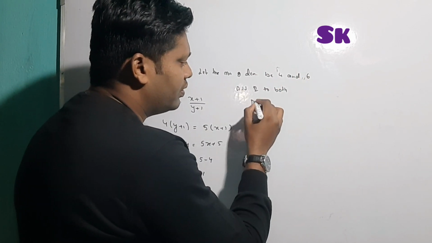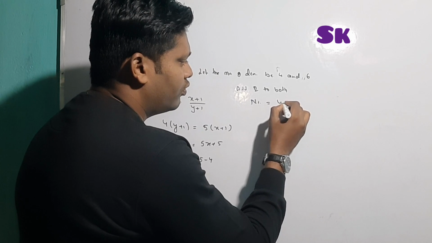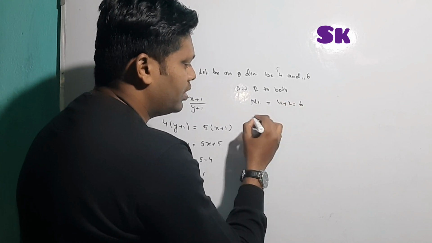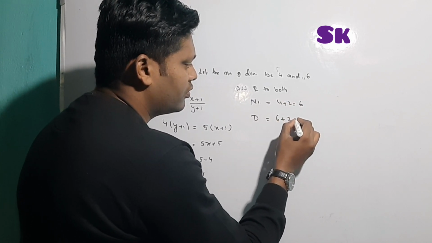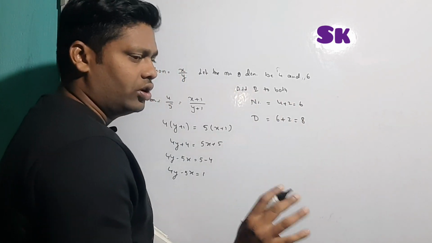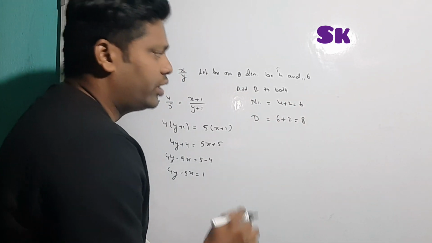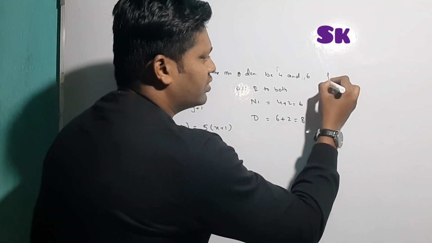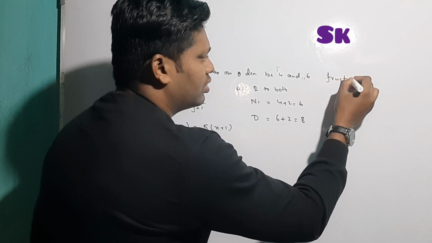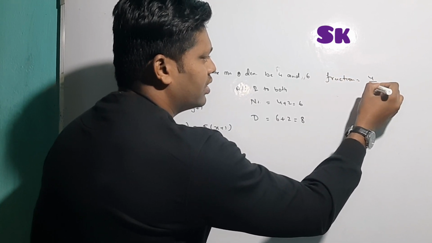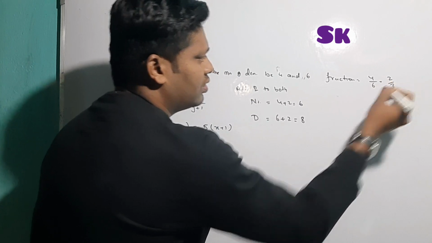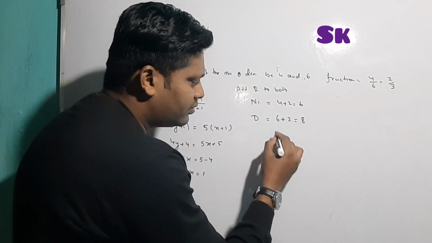So numerator will be how much? 4 plus 2, 6. Denominator how much? Clear? So this is numerator, denominator. Okay, now previously what was the fraction? Fraction was 4 by 6, na? 2 by 3. Clear?